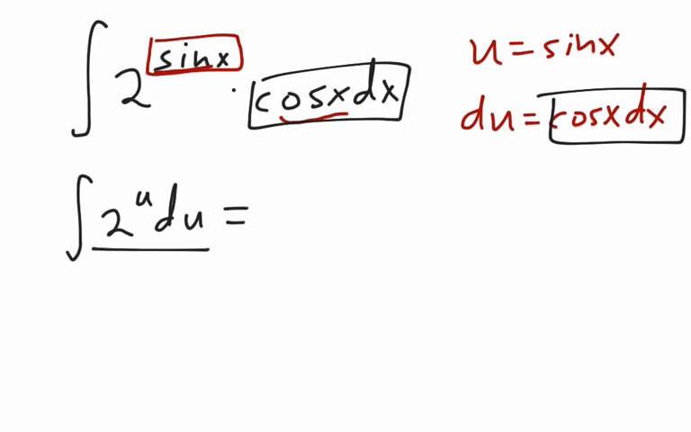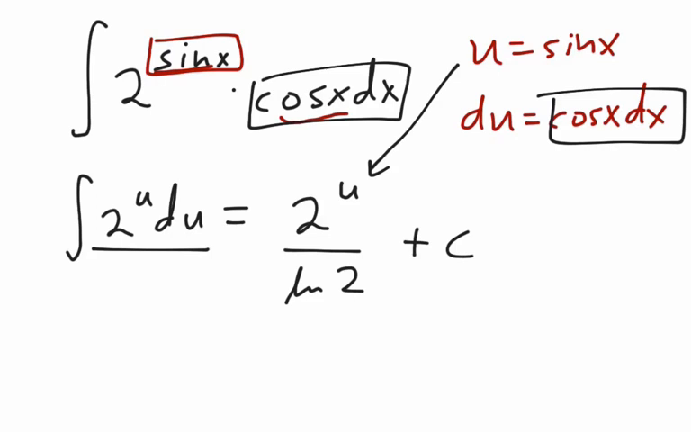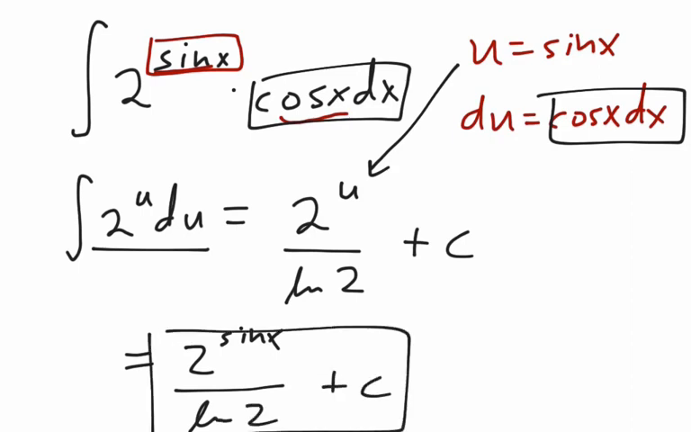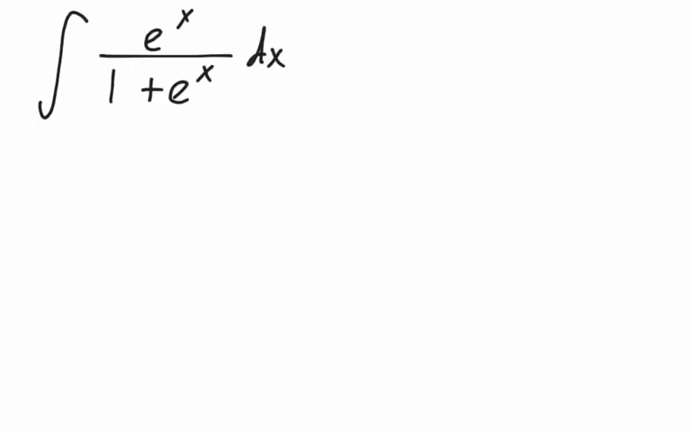This is a basic integral, so this becomes 2 to the u divided by ln of 2 plus c. And then to substitute back, all I do is just plug in sine x for u. So I get 2 to the sine x divided by natural log of 2 plus c at the end. And again, you can check by differentiating. Sometimes the trick where you let u equal the exponent doesn't always work.